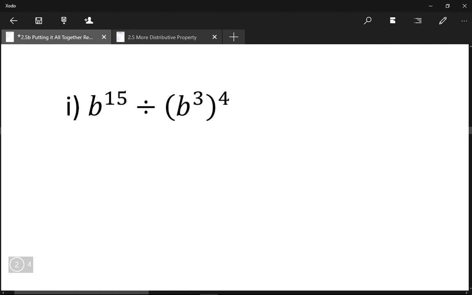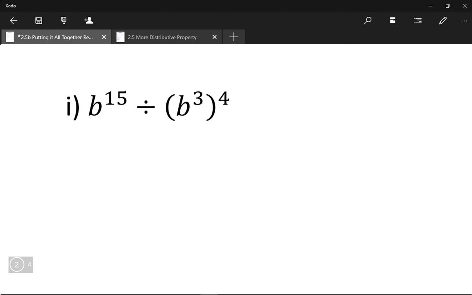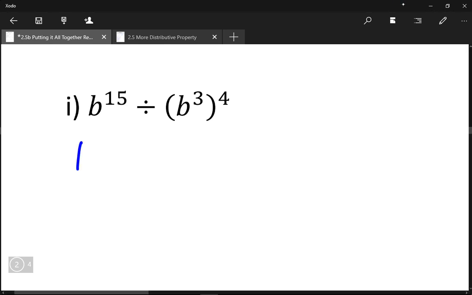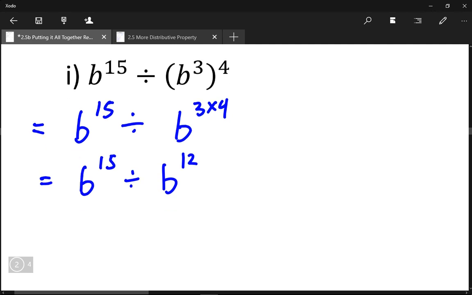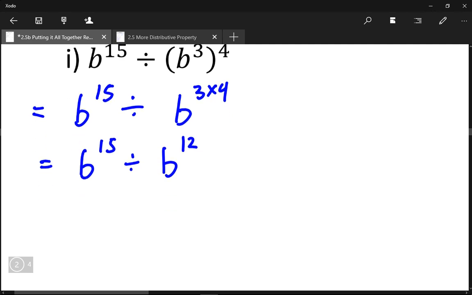Combination of quotient and power of a power. Okay, so which law would I do first? Do the one in the brackets first. So b to the exponent 15 divided by b to the exponent, if I do 3 raised to the exponent 4, I have to multiply them. 3 times 4. Okay, so again, b to the exponent 15 divided by b to the exponent 12. I just now have to subtract these two according to the quotient rule. And so I get b to the exponent 3. 15 minus 12 is 3.